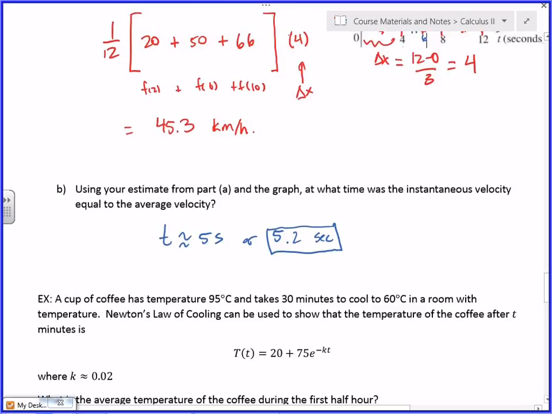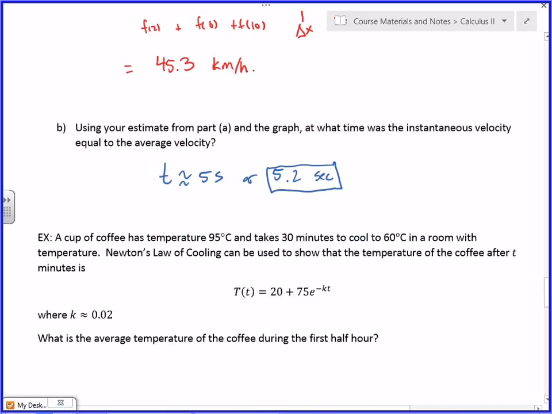Are we good on that one? All right, so we can take this and apply this in different ways. For example, you can have a temperature curve for the temperature of a coffee that starts out at 95 degrees Celsius, just under boiling. It takes 30 minutes to cool to 60 degrees in a room at room temperature.